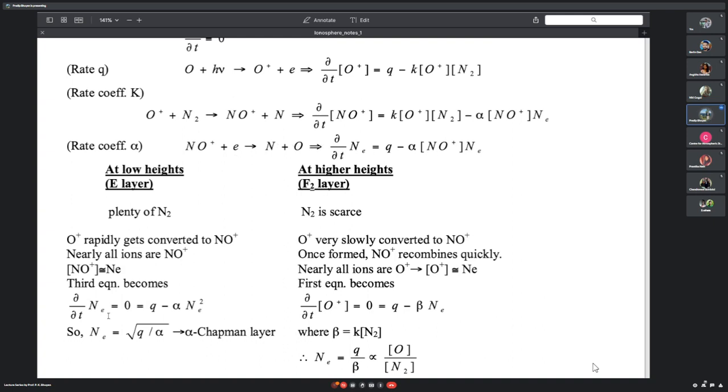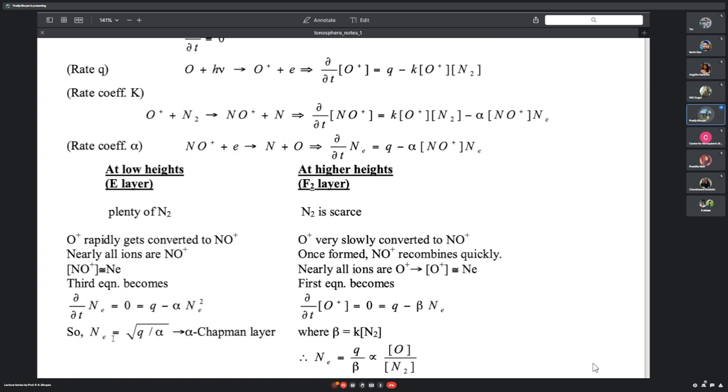So your third equation, NO plus plus e goes to N plus O, del Ne del t is equal to Q minus alpha Ne squared. When all the NO plus becomes equal to Ne, there is no change in the concentration of Ne. When del Ne del t is equal to zero, Q minus alpha Ne squared is also equal to zero. So Ne becomes equal to NO plus. So put Ne here, and it becomes Ne squared, so Q minus alpha Ne squared.